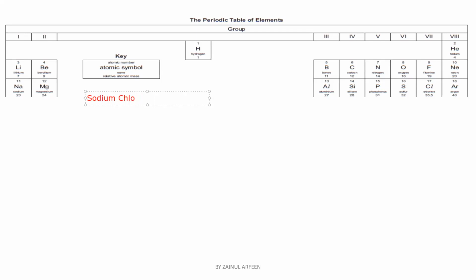In sodium chloride, sodium is a metal and chlorine is a non-metal. So if one of the elements is a metal and another one is a non-metal, what kind of bonding will it have? A metal and a non-metal, so it will be an ionic bonding. But how is this ionic bond formed? In exam, they normally ask to draw the structure of sodium chloride.